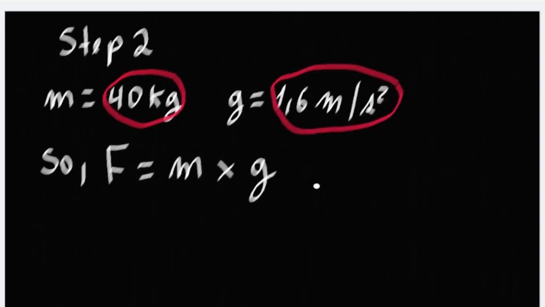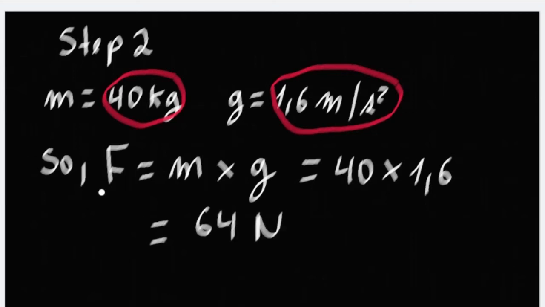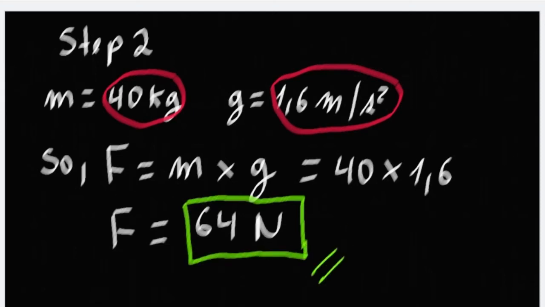We set up our equation next. F equals 40 kilograms by 1.6 meters/s². This gives us the final answer. On the surface of the Moon, an object with a mass of 40 kilograms will weigh approximately 64 newtons. F equals 64 N.